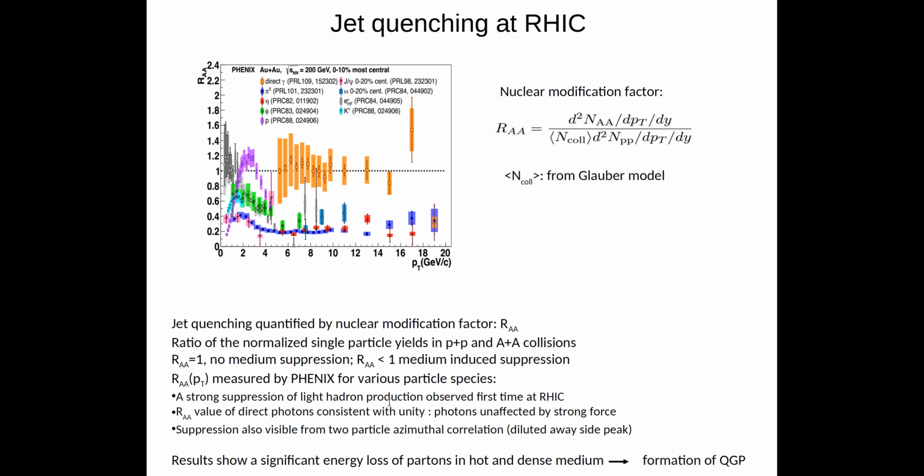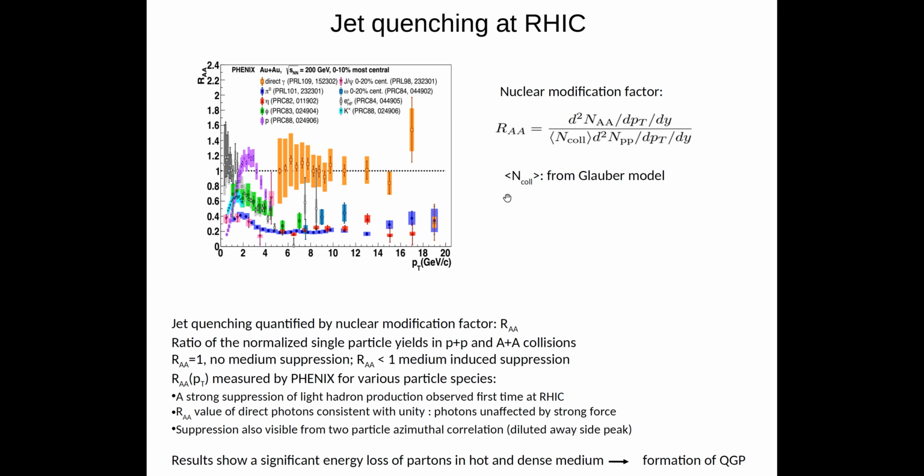The suppression is also visible from the two particle azimuthal correlation. If you plot the delta phi of two particle correlation, in PP collision you will see one peak at delta phi equal to 0 and another peak at delta phi equal to pi, 180 degree. The delta phi equal to 0 peak is called the near side peak, and the peak at 180 degree is called the away side peak. You will see that for PP collision the peak height for both near and away side peak are more or less the same. Whereas for AA collision you will see the away side peak is highly suppressed.